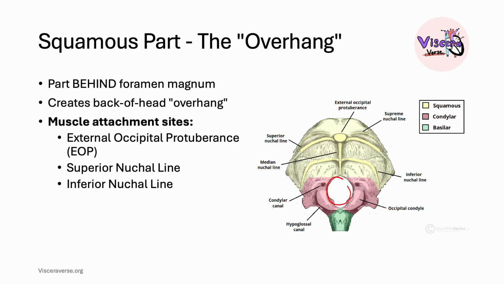Moving to the squamous part, just as we said before, here's your foramen magnum, and this is the posterior part of your skull, and this is the anterior part. Here's the foramen magnum again, and posterior to that is your squamous part. Muscle attachment sites here again, your external occipital protuberance, and from there you want to think of your superior and inferior nuchal lines. That's it for the squamous part for now.